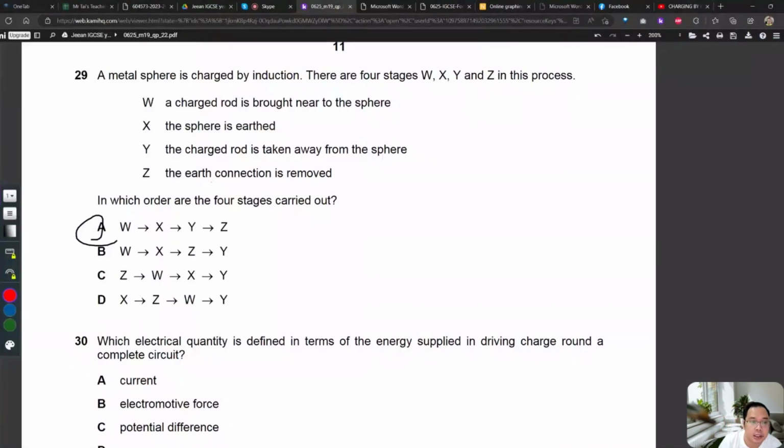The first step is bringing a charged rod near the sphere. The sphere is connected to Earth, the second step. The charged rod is taken away, the Earth connection is removed, the third step, and finally the fourth step. Okay, so the order is W, X, Y, Z. Answer B. Wait, W, X, Z, Y. Answer B. W, X, Z, Y.